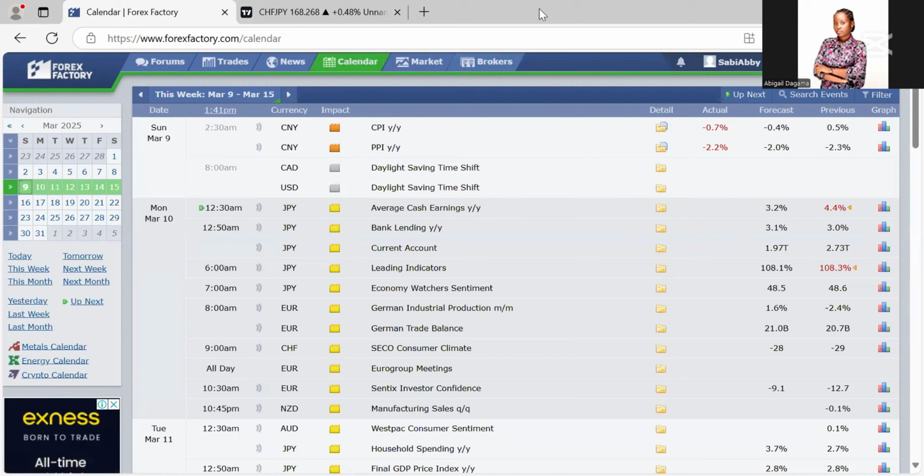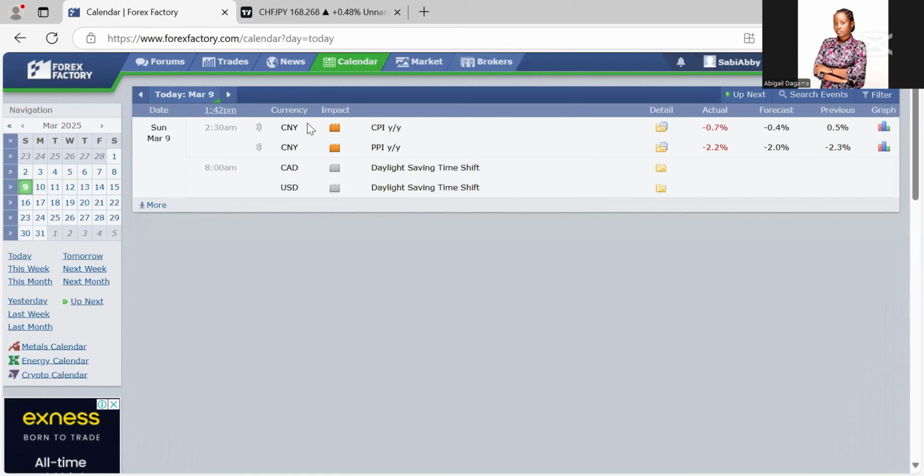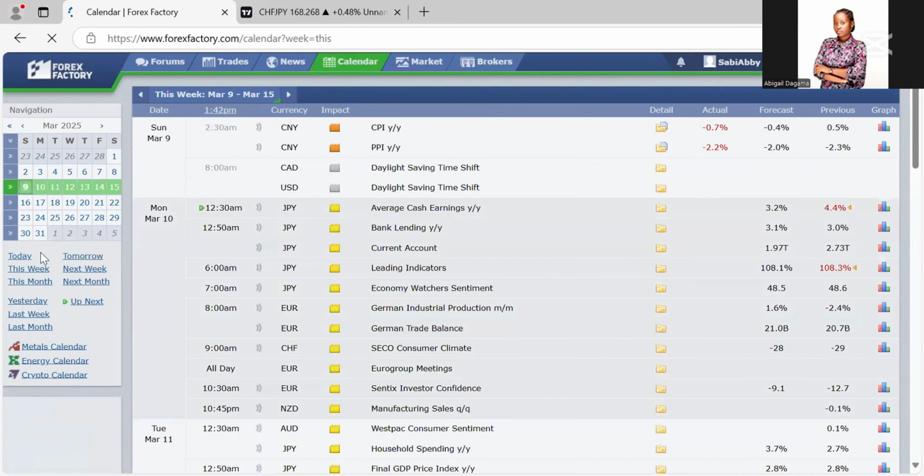Okay, then on the left side of this platform, you can see that we also have the calendar that shows today, tomorrow, this week, next week, etc, right? So if you want to check out the news releases coming out, say today, you can simply click on today and it will show you everything we're expecting today, being the 9th of March 2025. If you go as far as tomorrow, it shows you the same thing, the data for tomorrow, and then for this week, it shows you all of the information that you need.